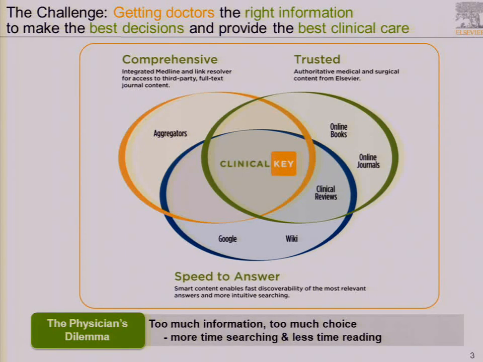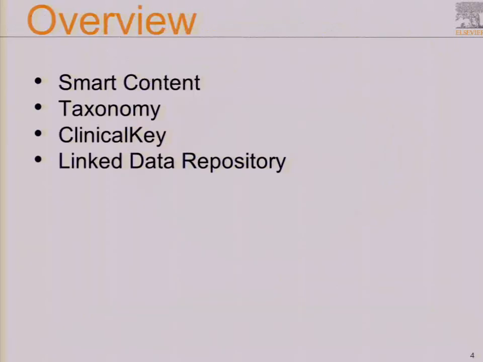So the challenge is that we are spending more time searching for information and less time actually reading it. And some folks say it's almost an 80-20 kind of a thing. 80% of the time we seem to be spending searching for it rather than reading it. Now, we broke it down into 3 areas. The information needs to be comprehensive, it needs to be trusted, and we need to be able to get the answer very, very quickly.